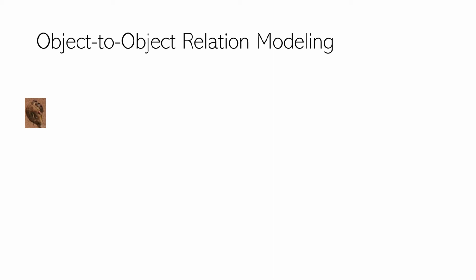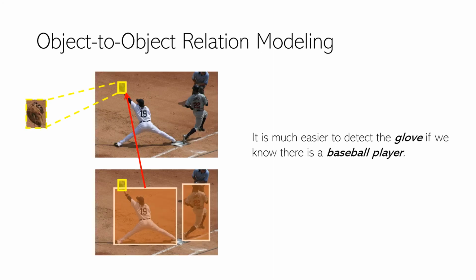I start from an example to illustrate the merit of object-to-object relationship modeling for object detection. Please see this patch. I believe it's difficult to figure out what it is by seeing this patch alone. However, if we see the context, it's easy to recognize the patch as a baseball glove after noting a baseball player is holding it.